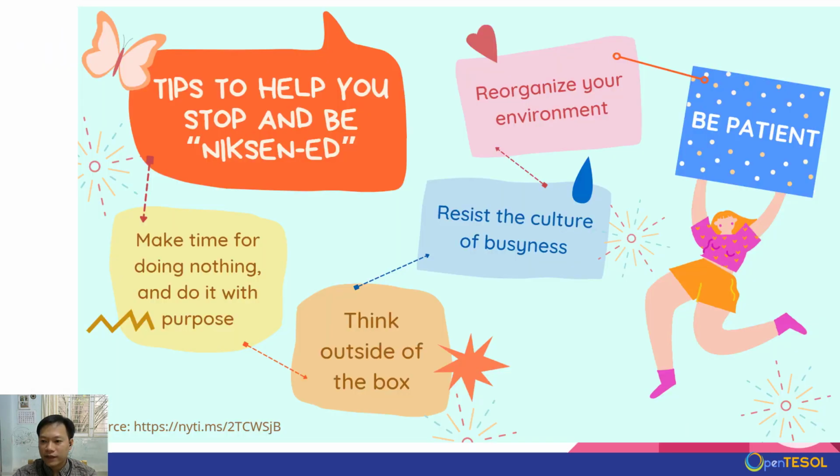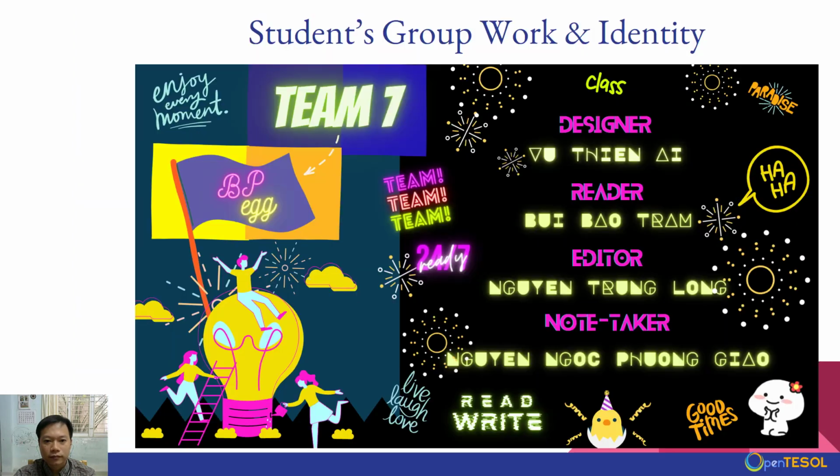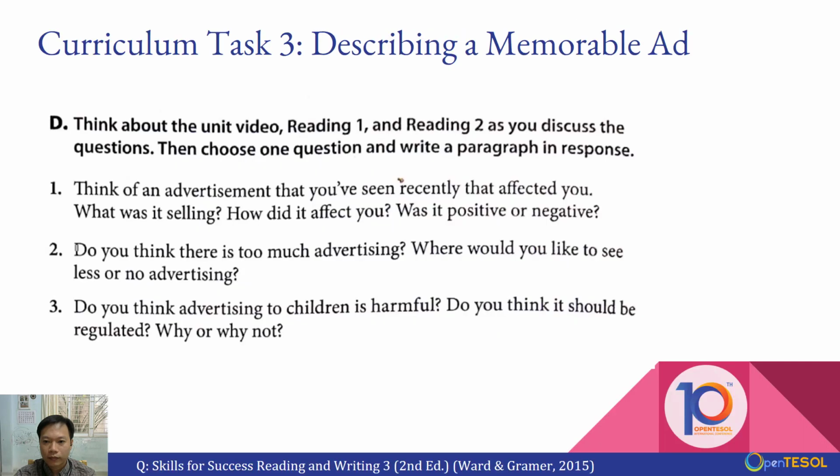And you can see here one of the products of my students. So the source of the article is from the New York Times, and this is only one part of the poster. And they were illustrating the Nixon case for doing nothing, the science of doing nothing, and the approach is the Nixon approach. So they are group work and identity. Team 7: designer, reader, editor, and note taker.